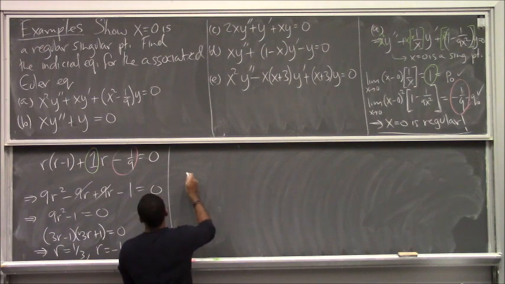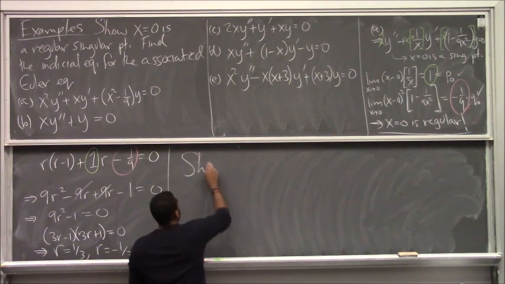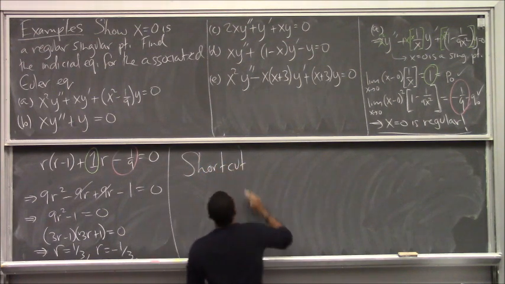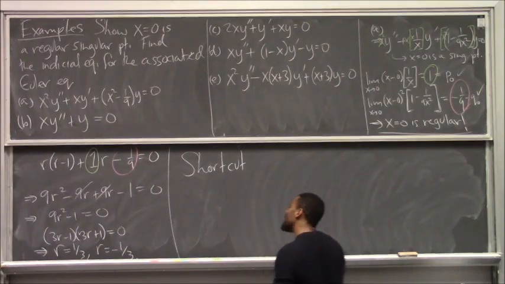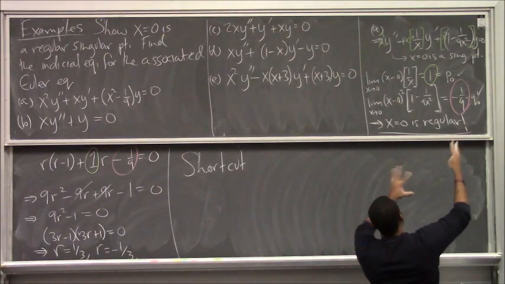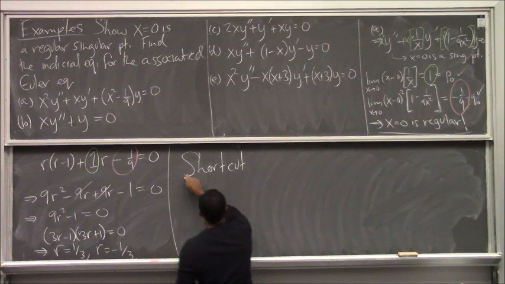Here's a shortcut though. Because we did kind of seem like we're dividing by x squared, and technically we're multiplying by... here's a shortcut.